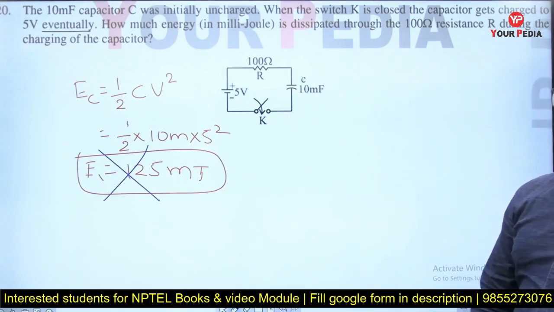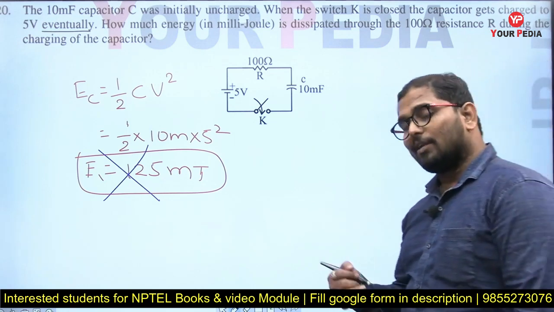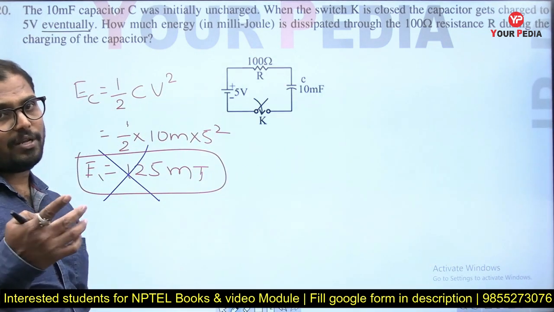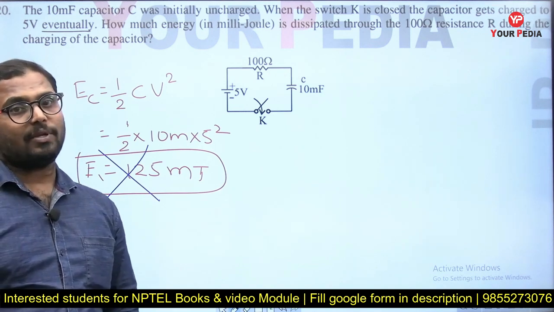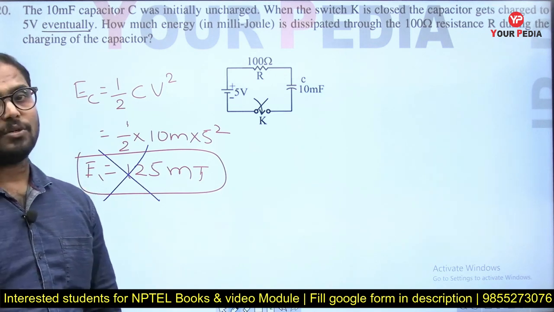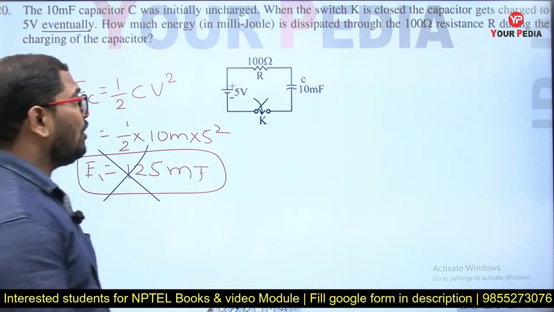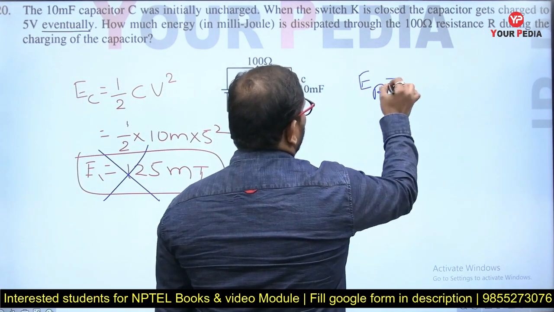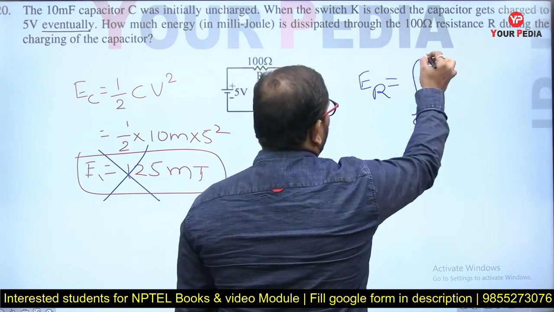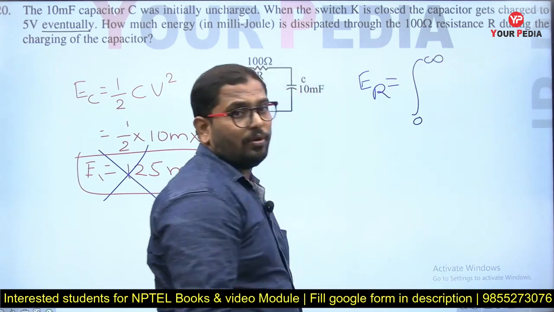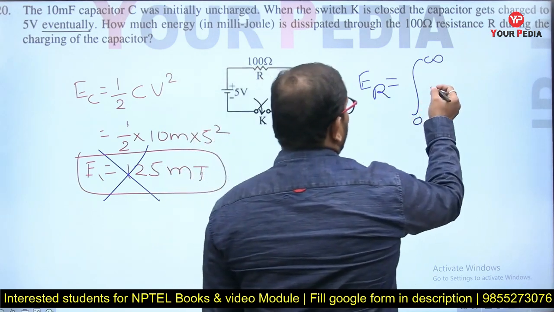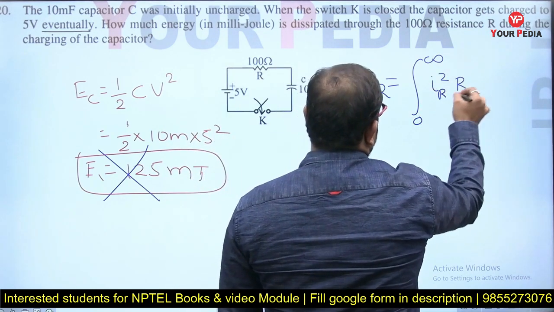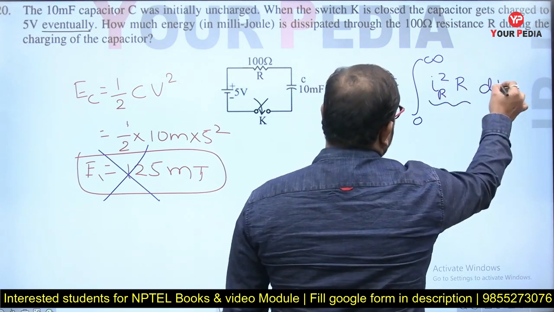So to answer this question, how will we calculate the energy through a resistor? It is I squared R T, if you know the time period, and you can substitute it. Otherwise, how will you calculate the energy dissipated through a resistor? By using the general formula, integral from 0 to infinity, because time is unknown. The energy dissipated through the resistor is I squared R, that is power, integrated with respect to dt.